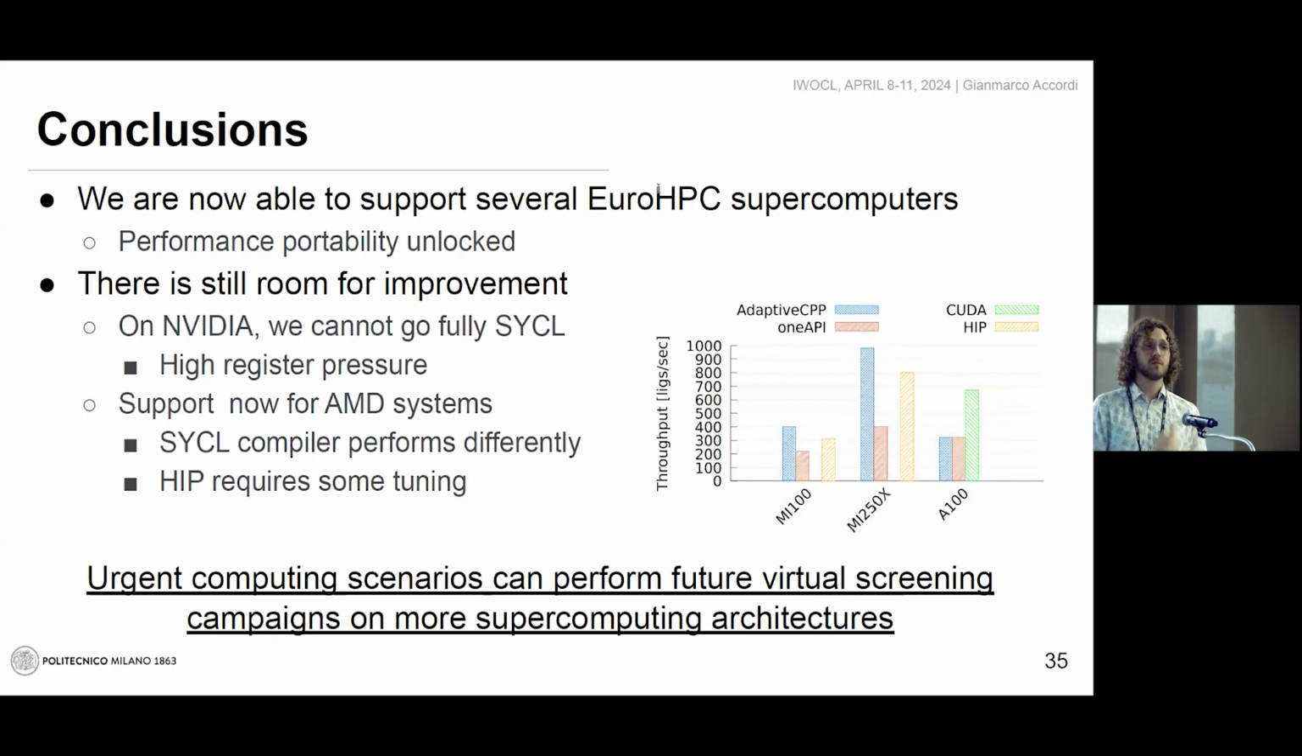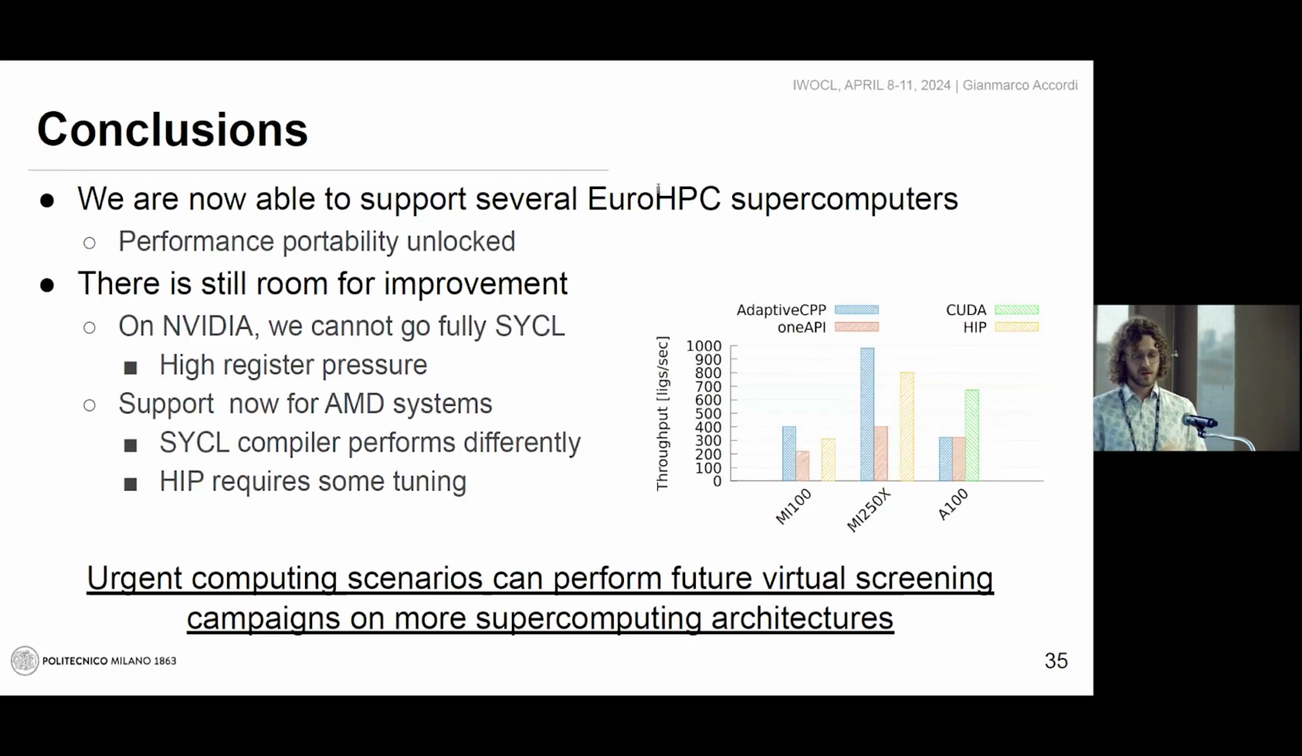But there is still room for improvement, because on NVIDIA GPUs we still cannot go fully SYCL. The register pressure is too high, and we still have to investigate why. But we now have support for at least AMD GPUs, and we are also hopefully going to test it on Intel GPUs. We are still investigating why we see this different behavior between the two compilers, and also tuning the heap version.